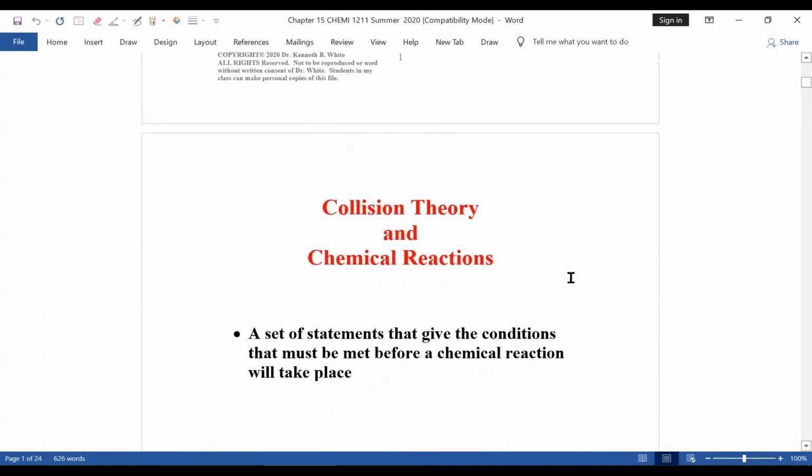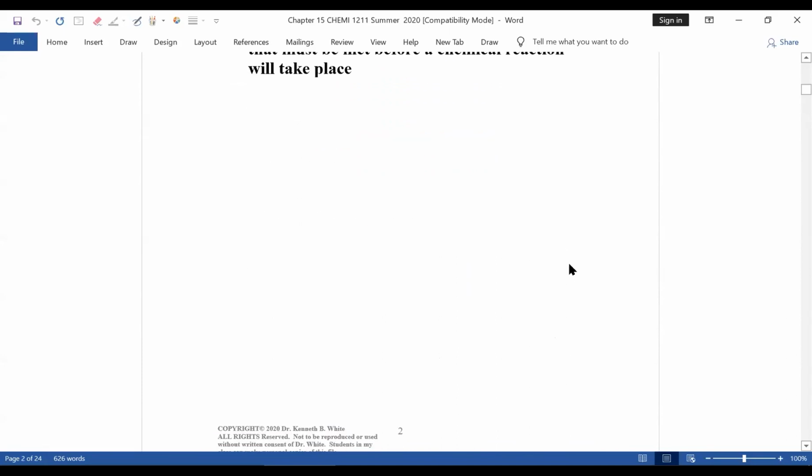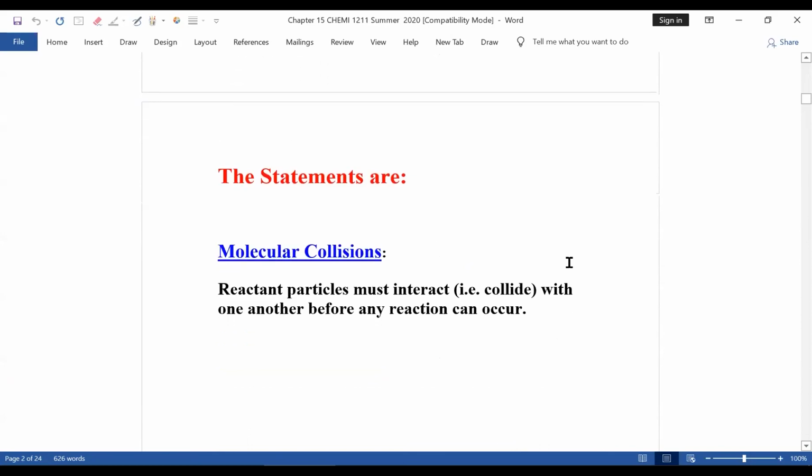Now, there's an important concept called the collision theory of reactions. And the question is, when you mix two things together, what happens to form a chemical reaction? Well, the collision theory is a series of statements that tell you that. And you should know this for test 5.